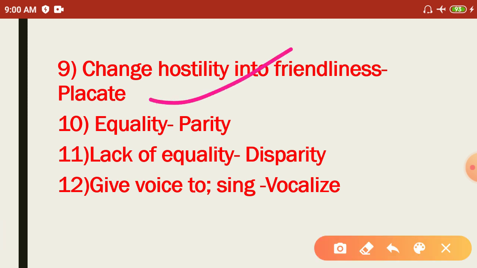Equality, I think this is very well known to all of you, which means parity.